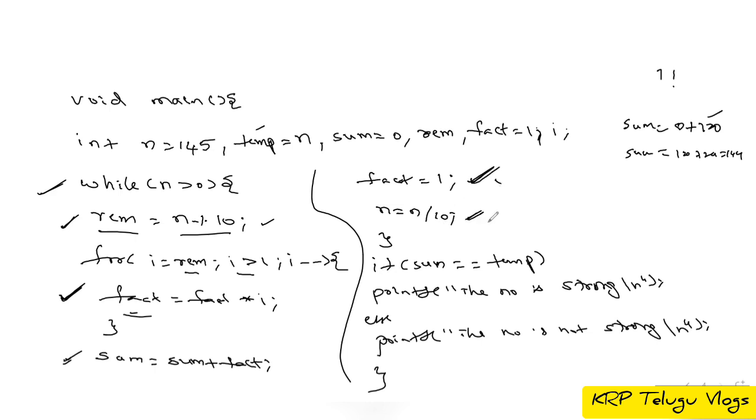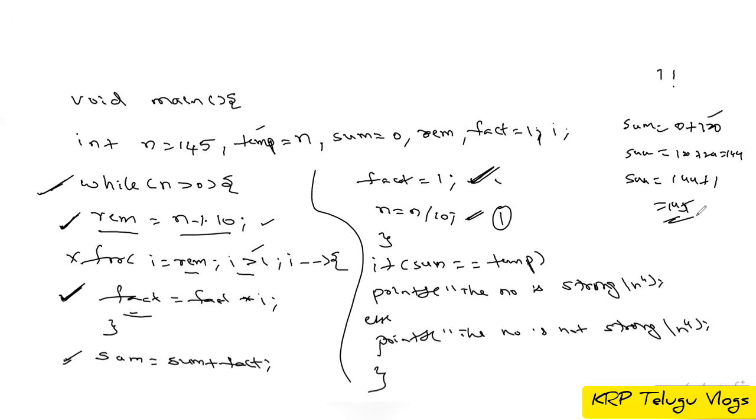So fact value again you are resetting to 1. So n is equal to n divided by 10. So n value is 1. So again it will go here. So remainder is 1. So here it will fail because it is 1. So there is no need to do factorial again. So sum is equal to sum plus fact. So fact value is how much? 1. Plus how much? 1, sir. 1. So this will become 145. Clear?